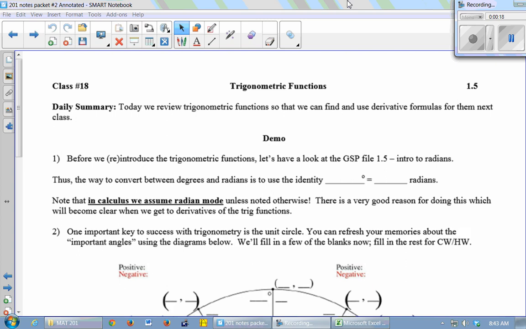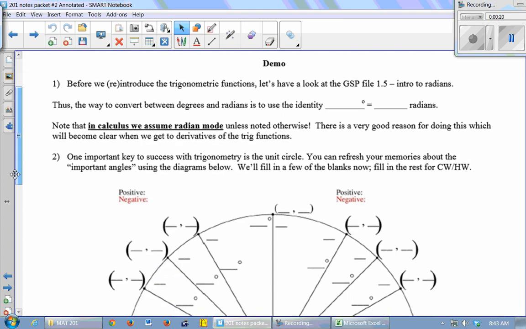Do you guys remember how to convert between degrees and radians? Degrees, you do pi over 180. Radians, 180 over pi. Yes, so if you have radians, multiply by 180 over pi to get degrees. If you have degrees, you multiply by pi over 180. So the conversion factor is that 180 degrees is equal to pi radians.